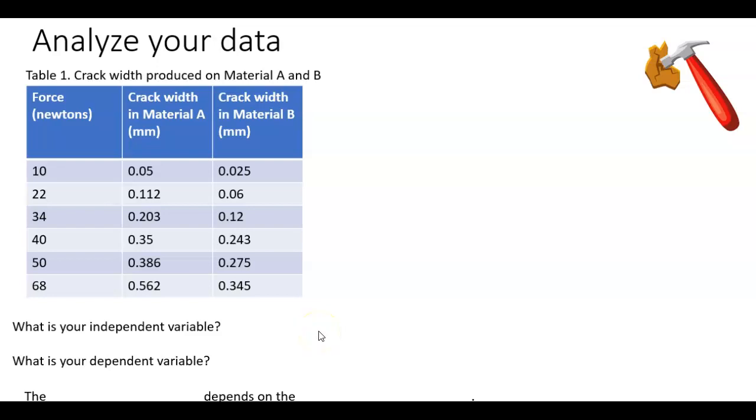Now we're ready to analyze our data. The table shows the crack width produced from hitting material A and material B with different forces. Notice how the units are given at the top of each column. We'll want to be sure to include those units on our axis labels.